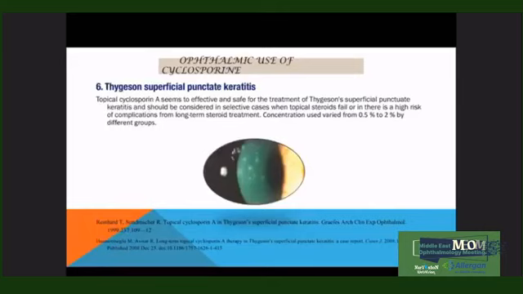Moving on to the next indication of superficial punctate keratitis, topical cyclosporine has been used effectively and safely for the treatment of these patients, and it is documented to be useful in selective cases where topical steroids fail, or in patients where there is high risk of complications following long-term steroid treatment. Various studies have used concentrations varying from 0.5% to 2% and reported success by those groups.